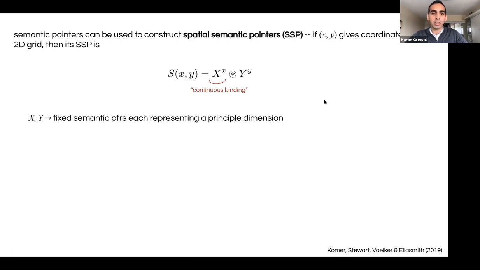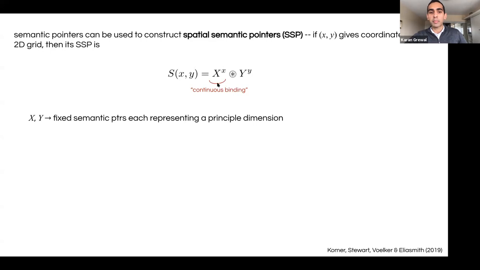So here, what you would do is, say you have X, Y, which gives you a point on a 2D grid, right? If you want to represent that using semantic pointers, so big X and big Y here are fixed semantic pointers that represent the dimension. So these are fixed. They're not variable. They represent a certain dimension. So one could be the X axis and the other one could be the Y axis. And then you would get the spatial semantic pointer by getting semantic pointers for each of the dimensions and then binding those together.